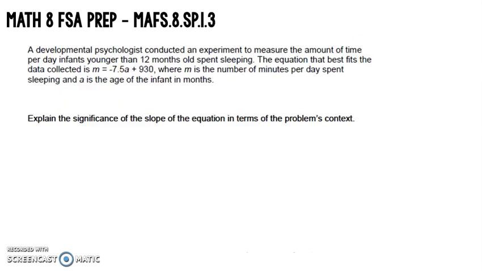Okay, now we're going to move on from looking at scatter plots to what do things mean? All right, so what do these mean? It says a developmental psychologist conducted an experiment to measure the amount of time per day infants younger than 12 months old spent sleeping. The equation that best fits the data is m equals negative 7.5a plus 930, where m is the number of minutes they spent sleeping and a is the age of the infant. Explain the significance of the slope.